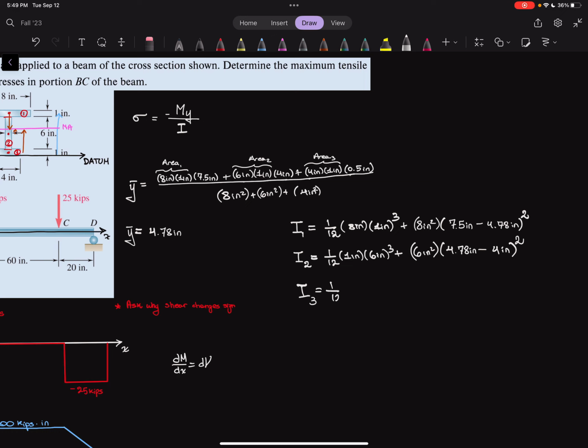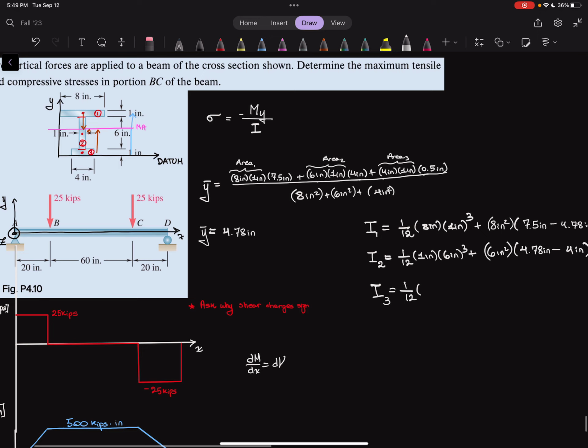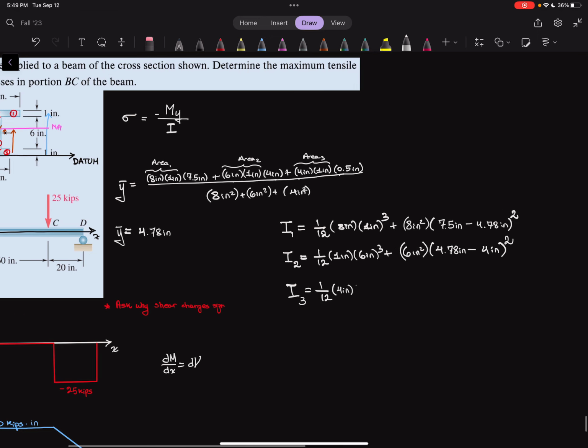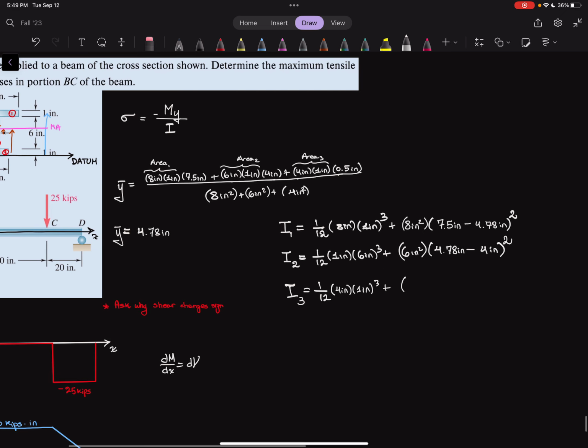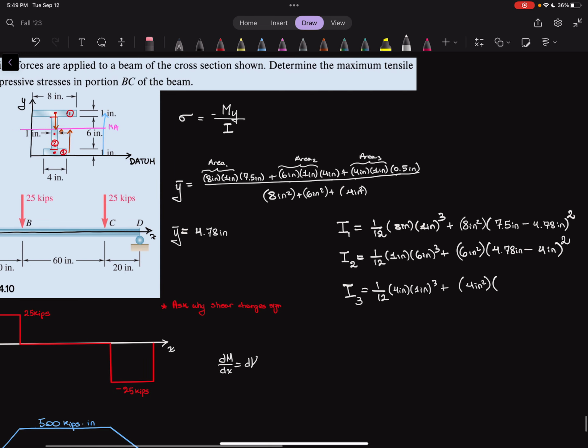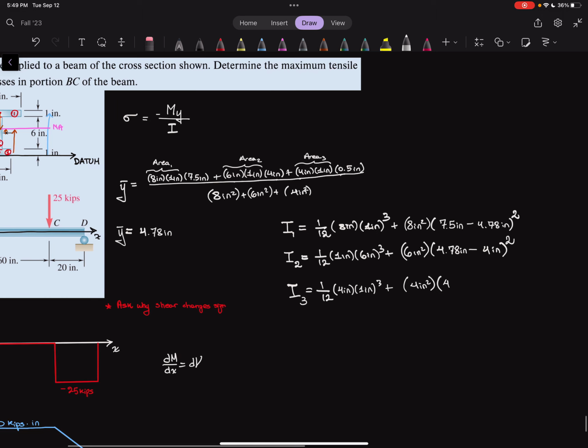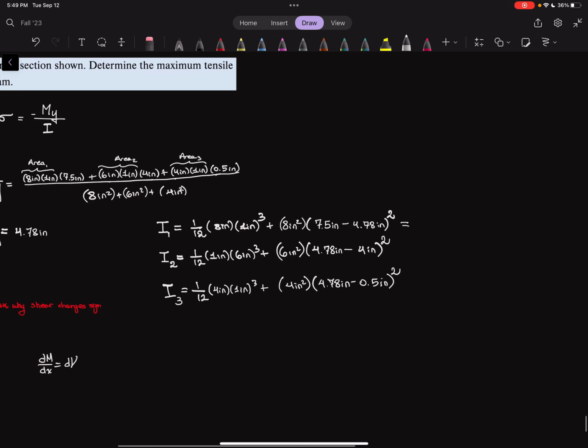We look at this one, and what are we going to have? Well, for the base, we have 4 inches. For the height, we have 1 inch to the third plus the total area, which is 4 times 1, 4 inches squared. And then I'm going to have to shift it up by 4.78 inches minus where the centroid was, which is 0.5 inches. Once I do that, I can plug these things into the calculator. So why don't we do that real quick and see what we get.